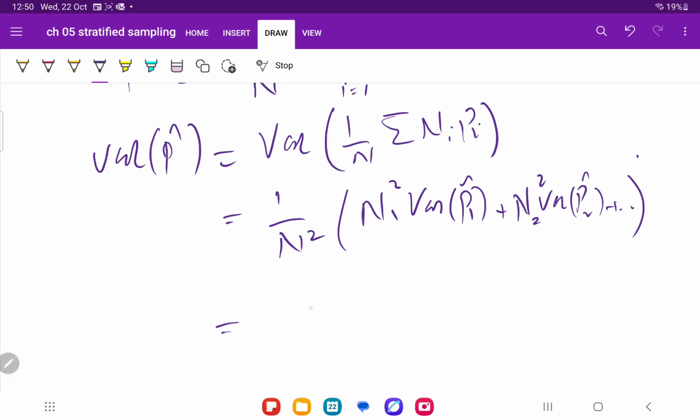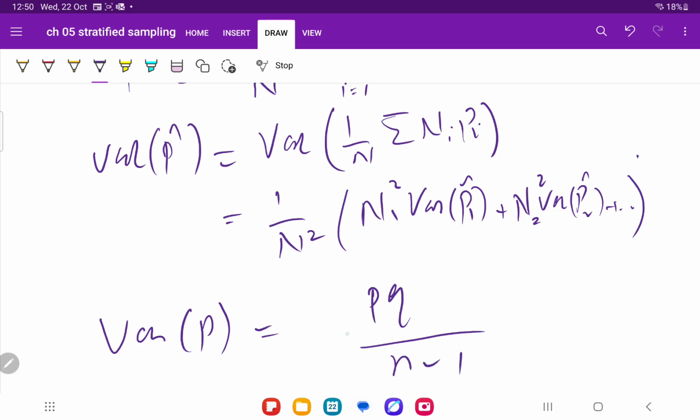So it means that your variance will be this one, the same, the variance of Pi. And the variance of Pi we already know. What is the variance of p? Variance of p is pq over n minus 1, without the square root.